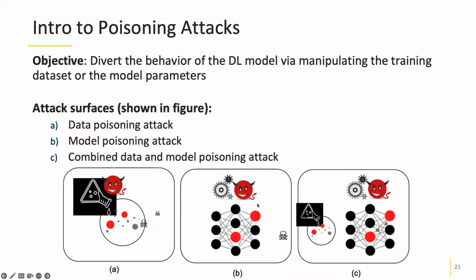The second type of poisoning attack is called model poisoning attack. In this attack, the adversary does not inject poisoned samples into the training set. Instead, they carefully manipulate the values of some critical weight parameters inside the neural network directly. The third type is the combination of data poisoning and model poisoning attack, which involves both injecting poisoned bad data samples into the training set and manipulating the model parameters.